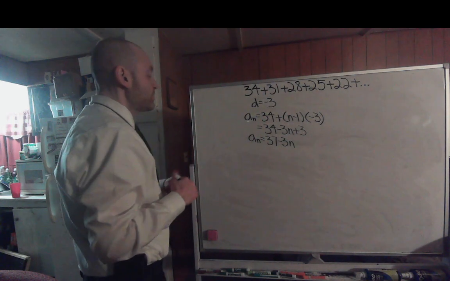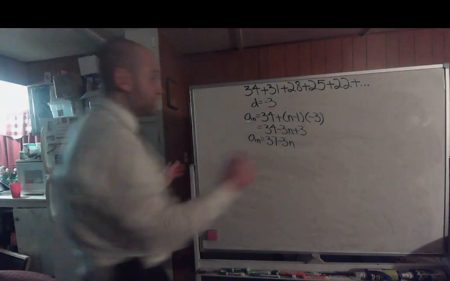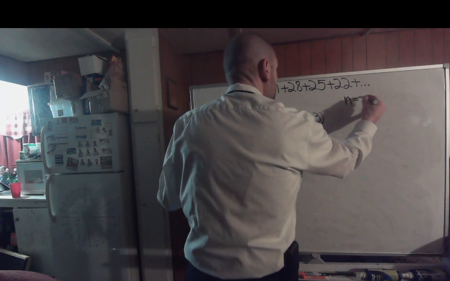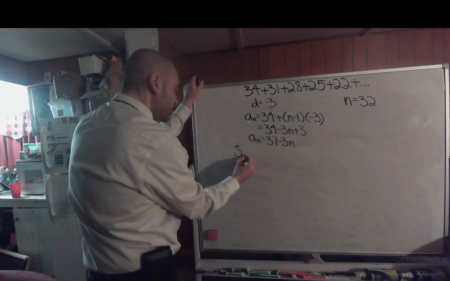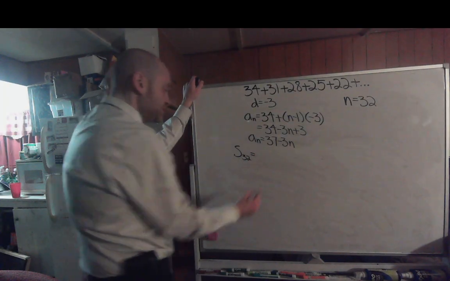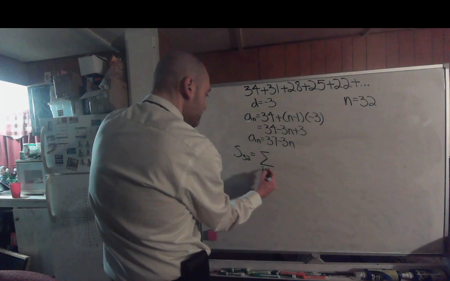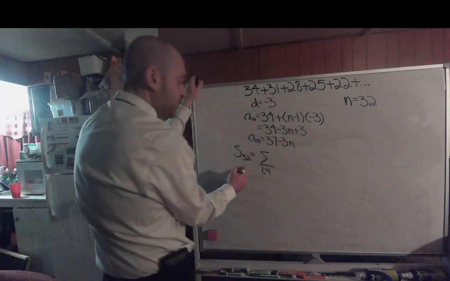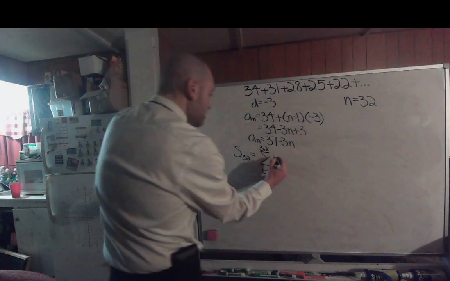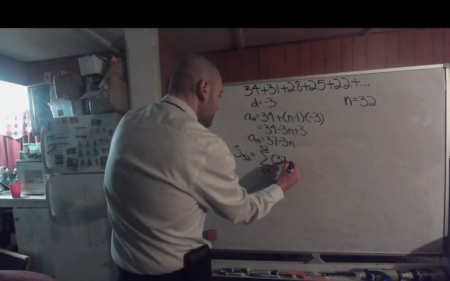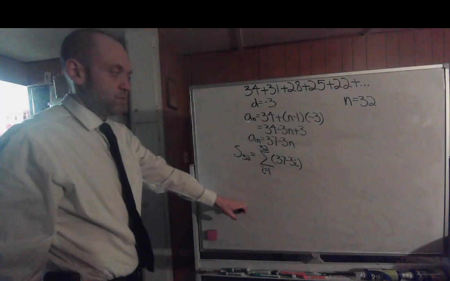Now, we need to find the sum of the first 32 terms. So the sum of the 32 terms is, of course, your sigma, where i equals 1, your first term. You're finding it for 32 terms, so 32 is your upper limit of summation for the formula of 37 minus 3i. So that would be the sigma notation for this.